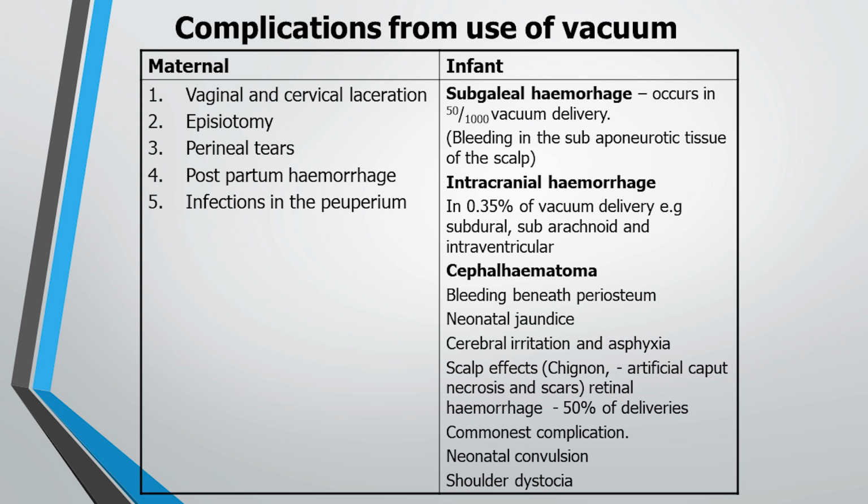Then the maternal complications also include vaginal and cervical laceration. Episiotomy may tear, there may be perineal tears, there may be postpartum hemorrhage, there may be infections in the puerperium. Unlike the forceps, where you can have uterine rupture, the incidence of uterine rupture is very minimal in vacuum application.